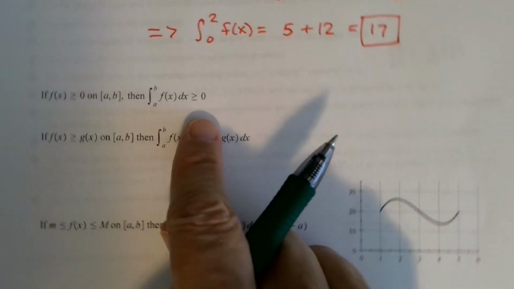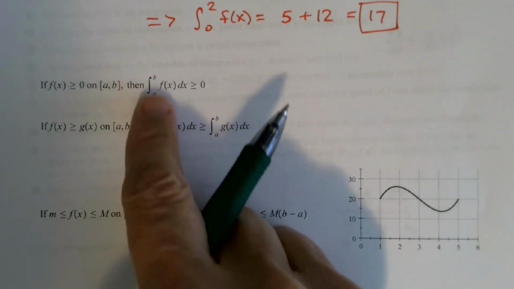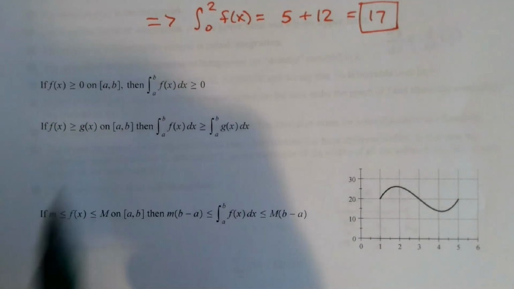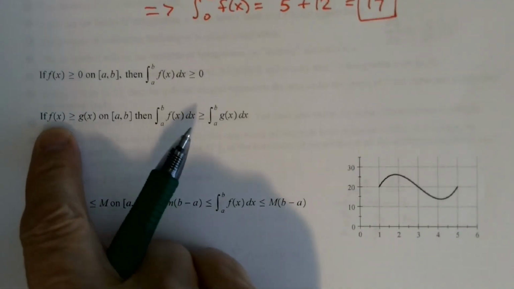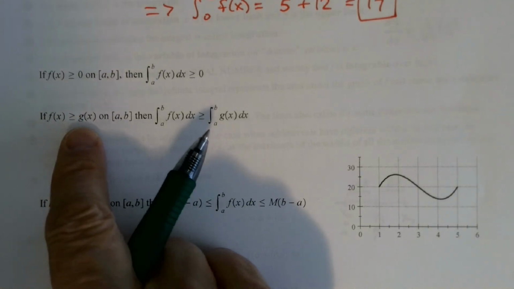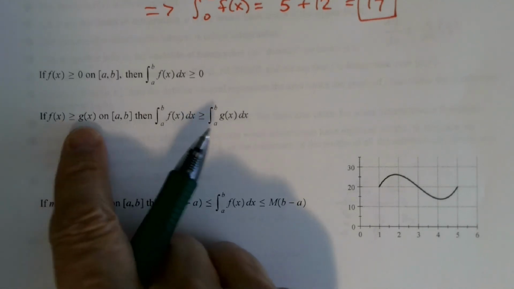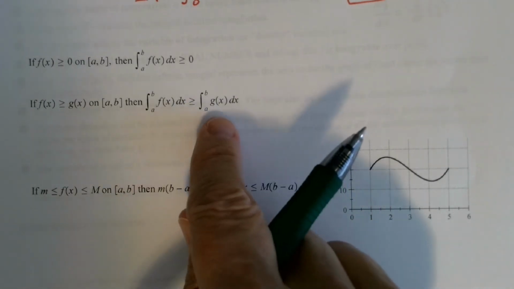And for a and b not equal, this definite integral will only equal 0 if the function itself is the 0 function. If the function f of x is always greater than the function g of x on an interval from a to b, so the graph of f is always above the graph of g, then it makes sense that the integral of f of x from a to b is going to be greater than or equal to the integral of g of x.